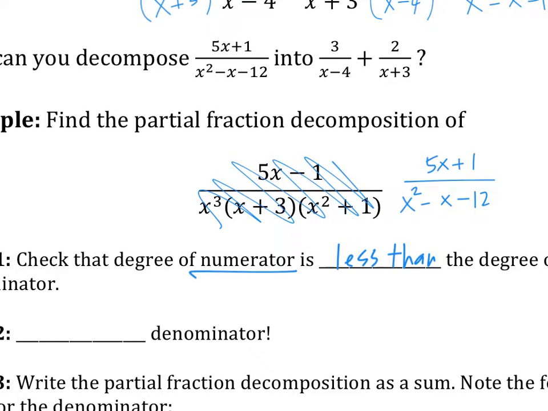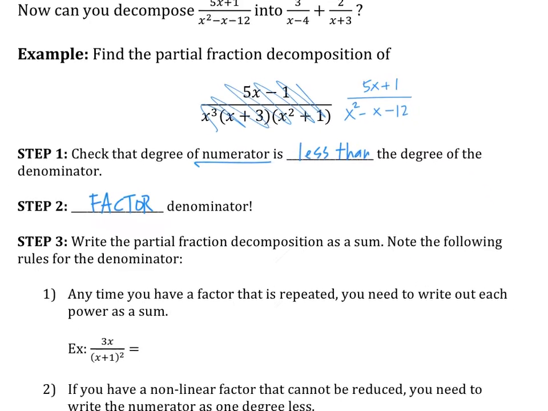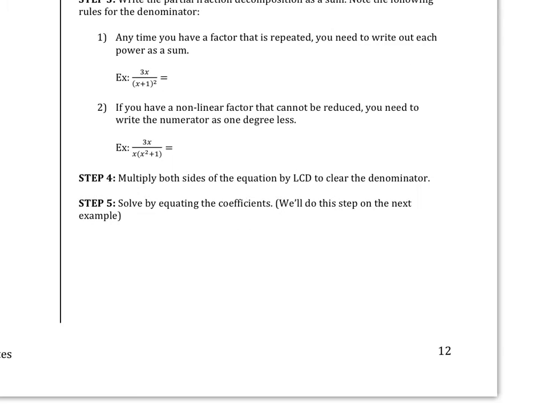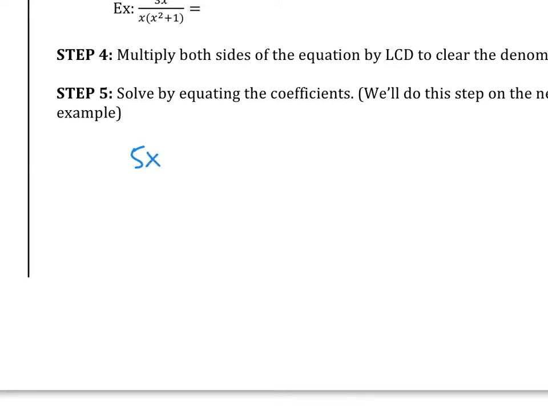Second rule: we want to factor the denominator. All right, I'm going to write this problem on the bottom: 5x plus 1 over x squared minus x plus 12. So step 1, check. Is the numerator degree smaller than the denominator degree? Yes. Good. Step 2, factor the denominator. So we need to factor this.